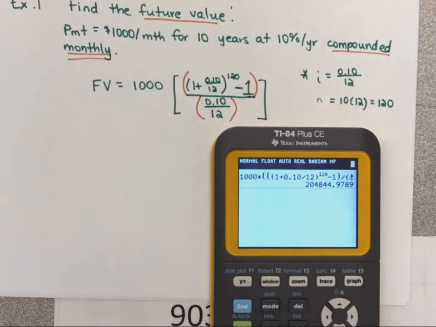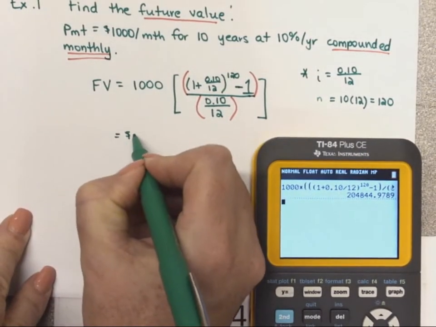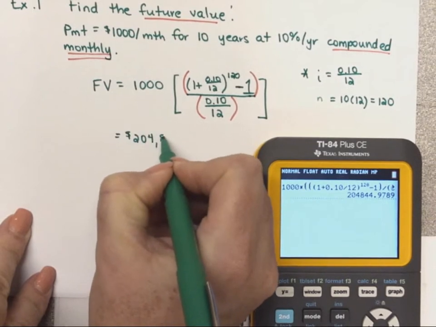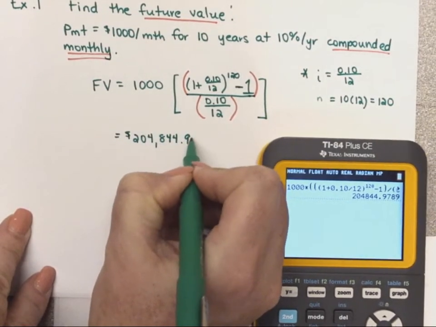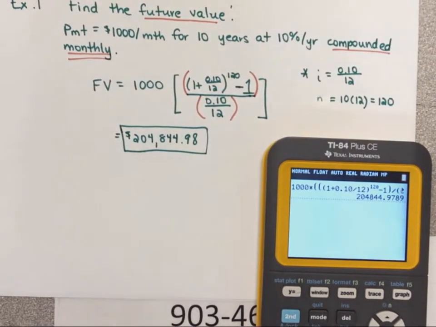So if you push enter, you should get what I just got here. So let's go ahead and write that down. It's 204,844.98 is what it rounds to. Yes, you need to include the dollars and the cents. Don't just round it to the nearest dollar. We want to be as accurate as possible.